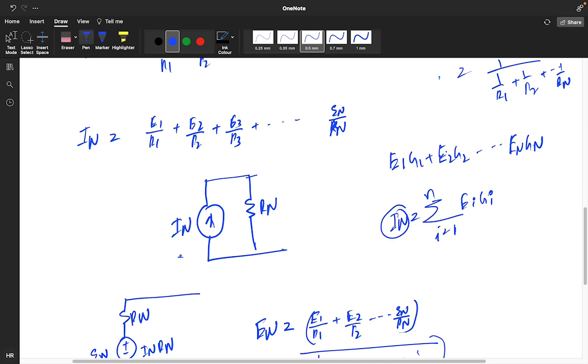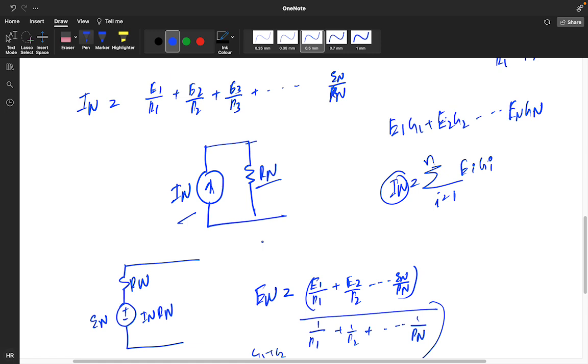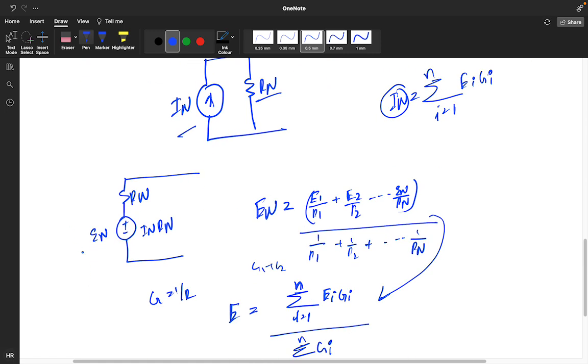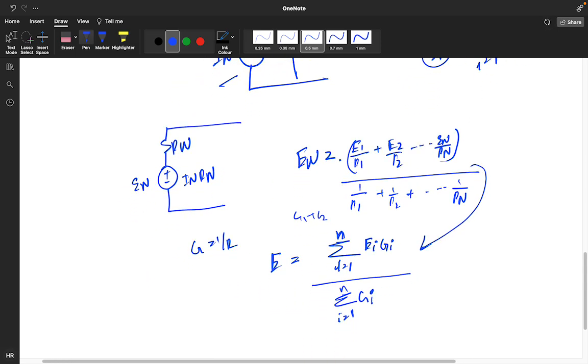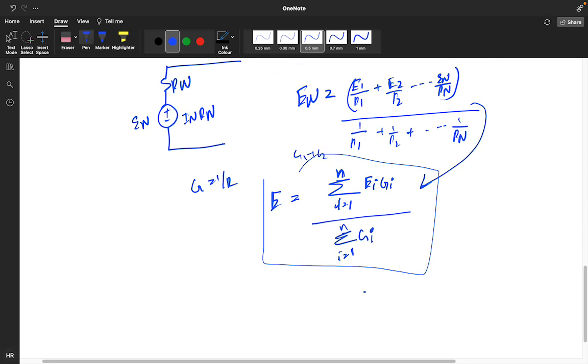And you have the in value, and you have the rn value. So en will be in into rn, and rn will be rn. So in into rn value you are getting like this. In value was summation ei gi, i equals 1 to n, and your rn value was summation i equals 1 to n gi. This is just Millman's theorem.